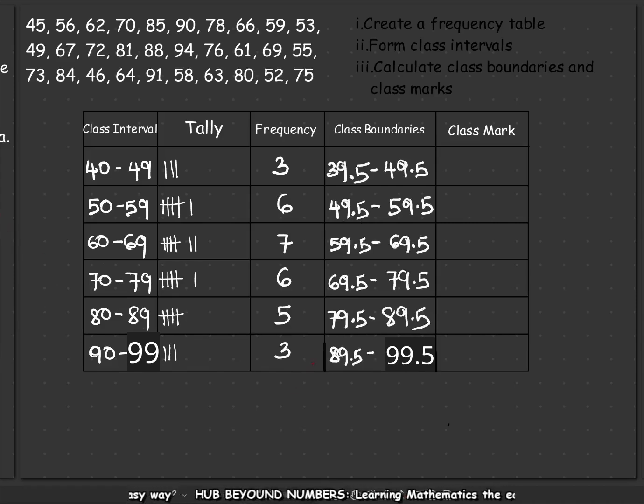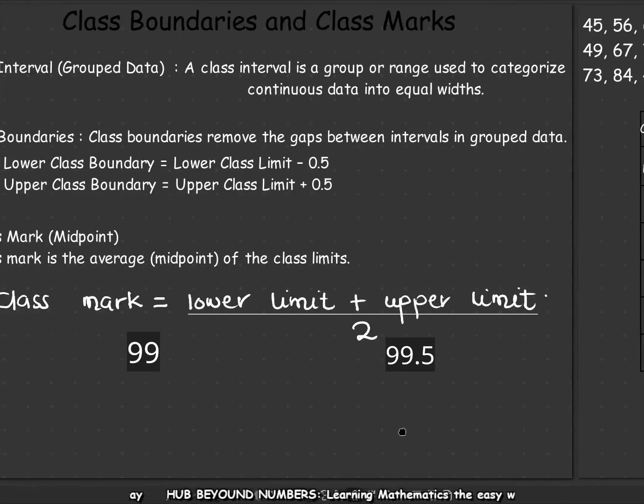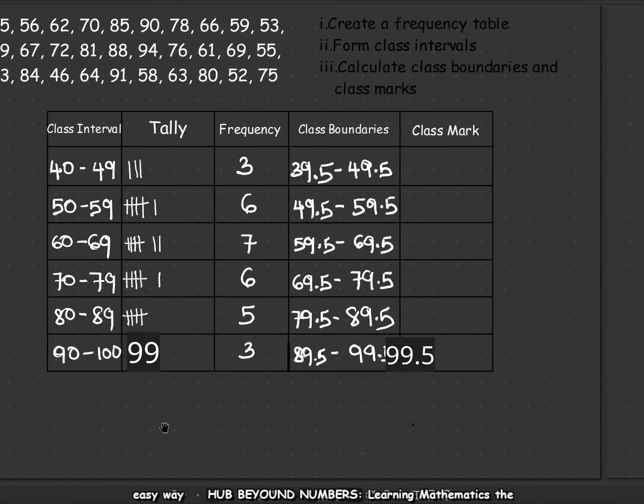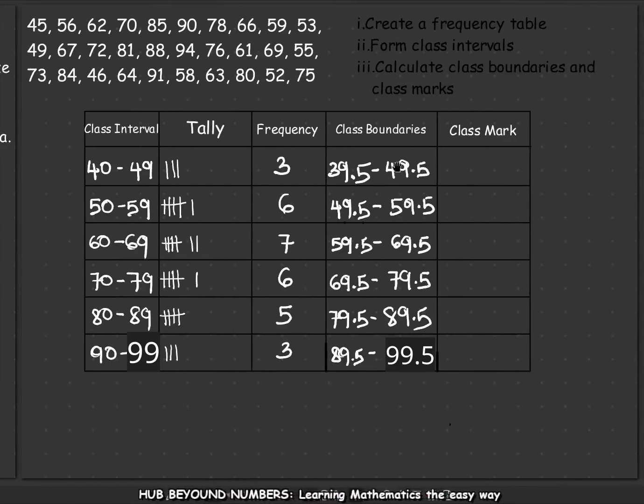Now, if you have been able to follow through with this, then I'll say you have done really well. The last thing we want to do is to get our class mark. And how do we get our class mark? As we said earlier on, the formula is the lower limit plus the upper limit divided by 2. If you do the first one, you would easily be able to tell what the answers to the remaining ones are.